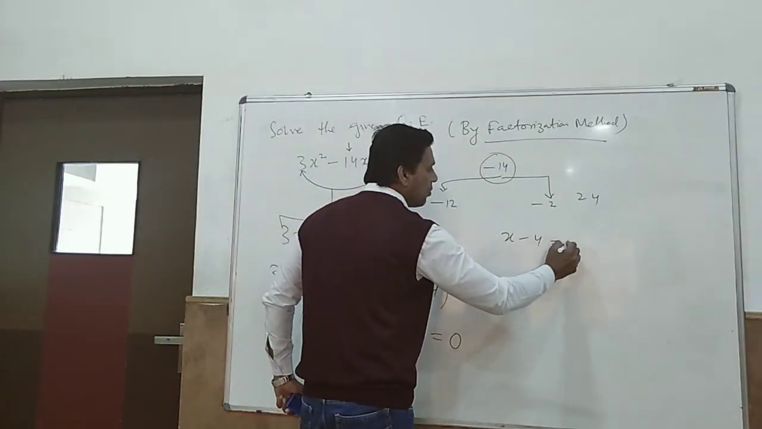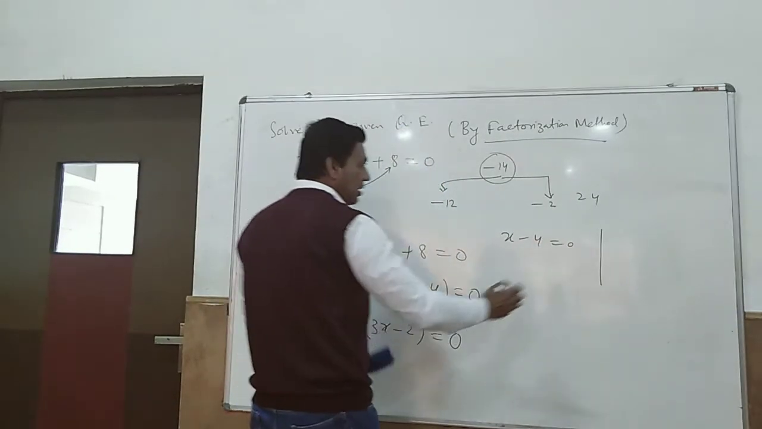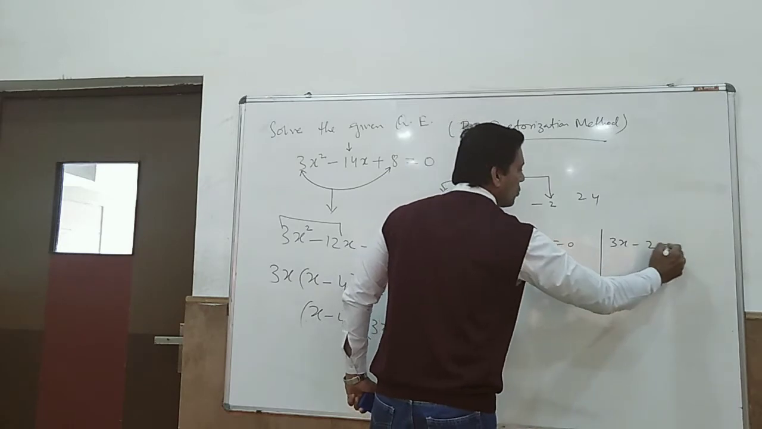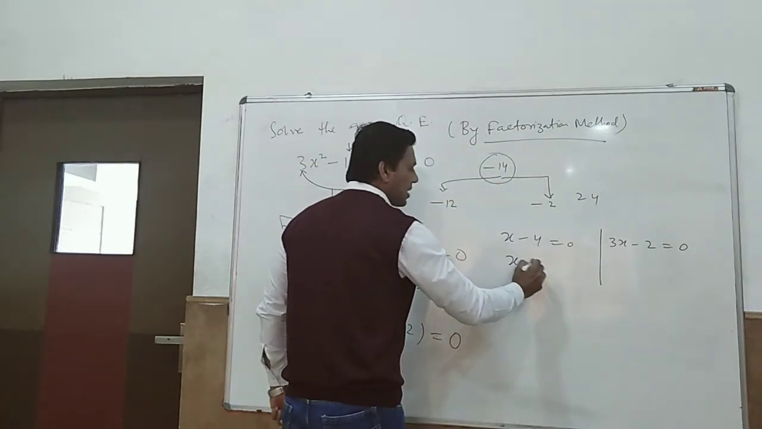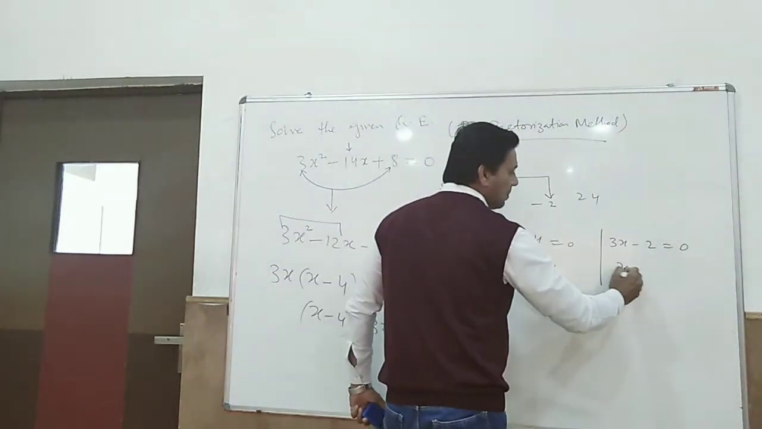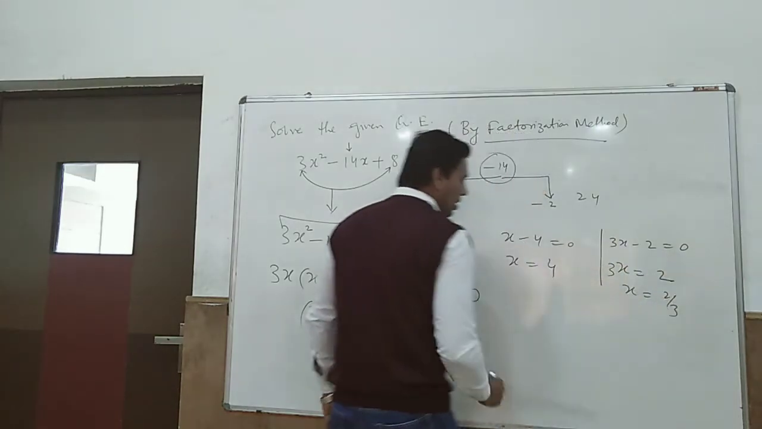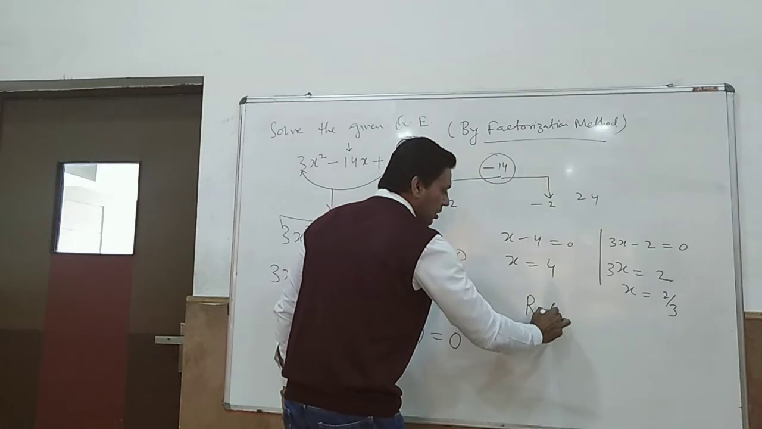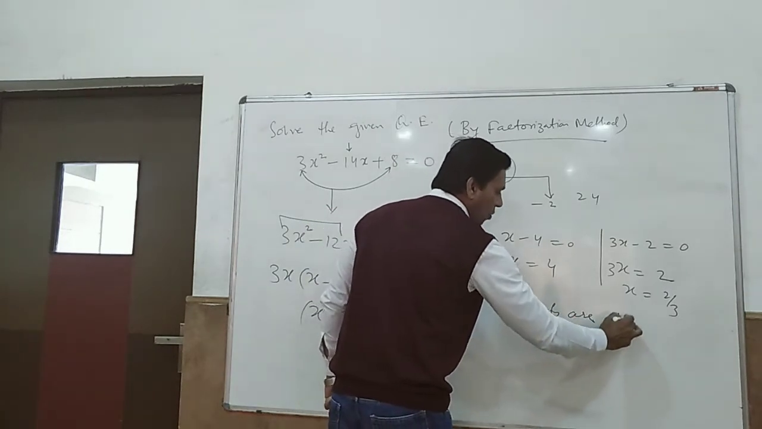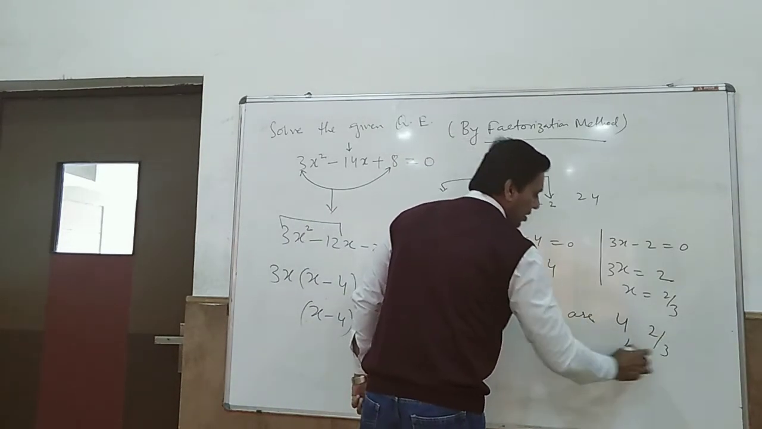First, x minus 4 equal to 0, then 3x minus 2 equal to 0. So x is equal to 4, and here 3x is equal to 2, then x is equal to 2 by 3. So now the roots are 4 and 2 by 3.